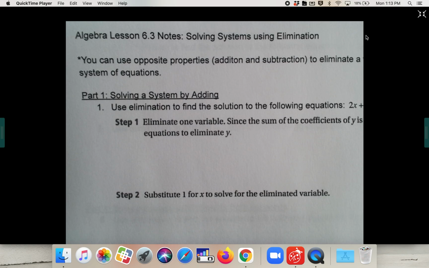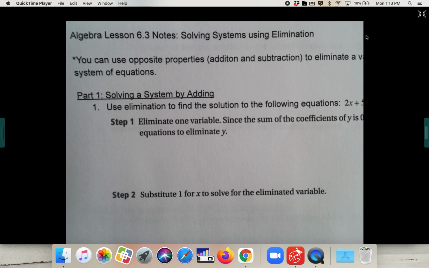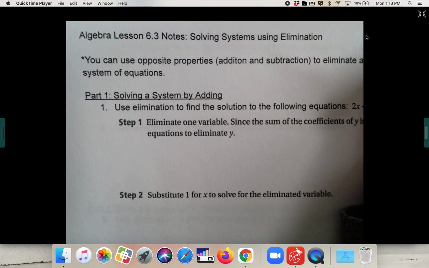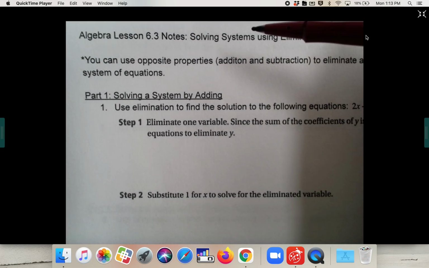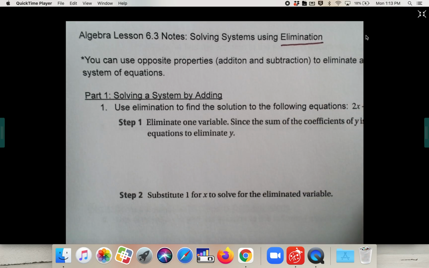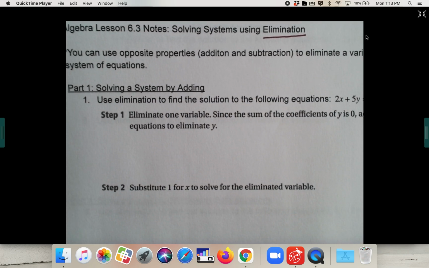Okay, for Algebra Lesson 6.3, we are now moving on to solving systems by elimination. We've already solved systems by graphing and by substitution, but today we're going to be eliminating one of the variables, and that will help us find our point of intersection.